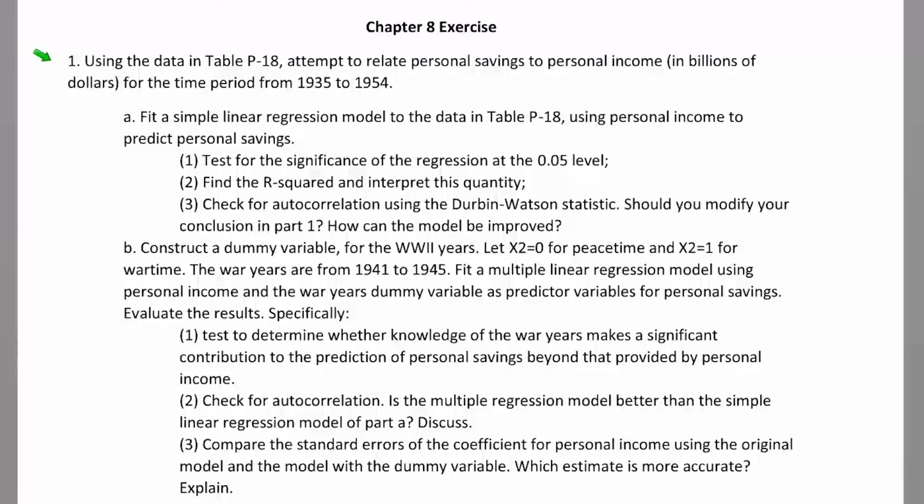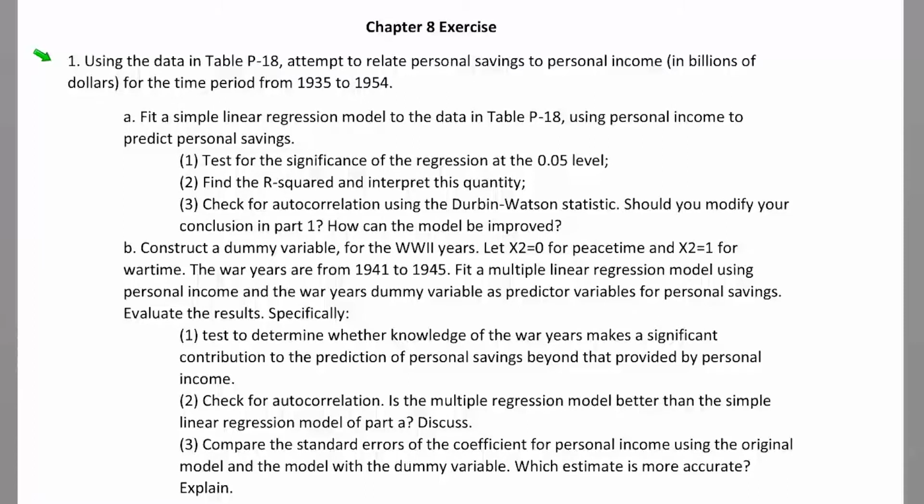Part A says, fit a simple linear regression model to the data using personal income to predict personal savings. And that means personal savings should be the Y variable, and personal income should be the X variable, which is our predictor variable. There are 3 items we want to go through. Number 1, test for the significance of the regression at the 0.05 level. Number 2, find the R-squared and interpret this quantity. Number 3, check for autocorrelation using Durbin-Watson statistic. Should you modify your conclusion in part 1? How can the model be improved?